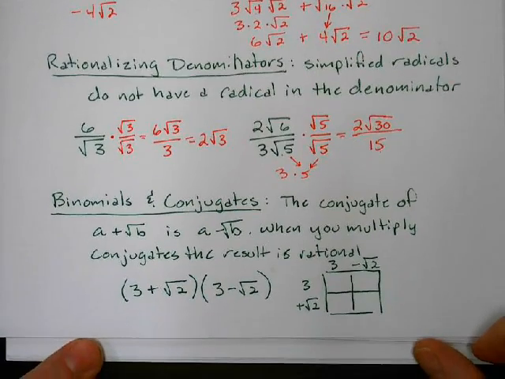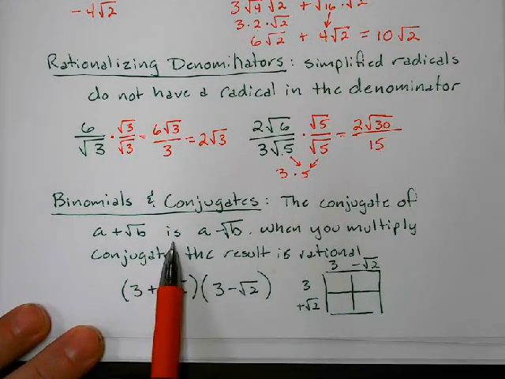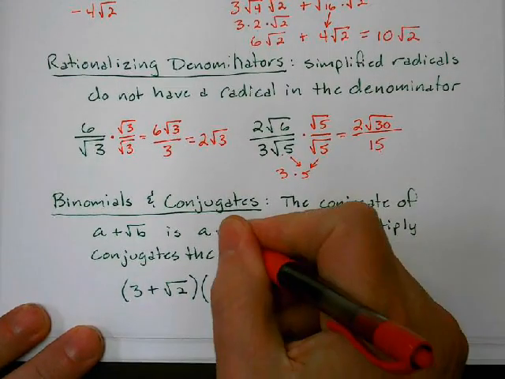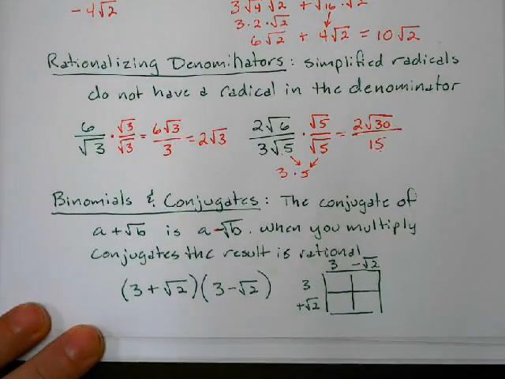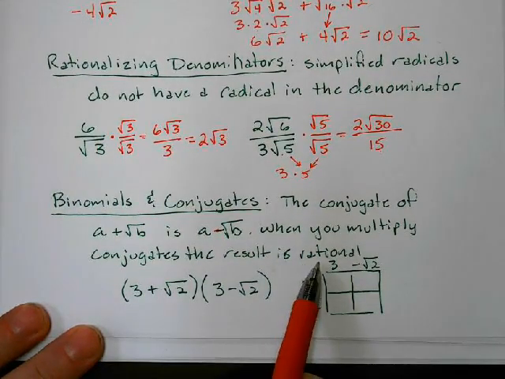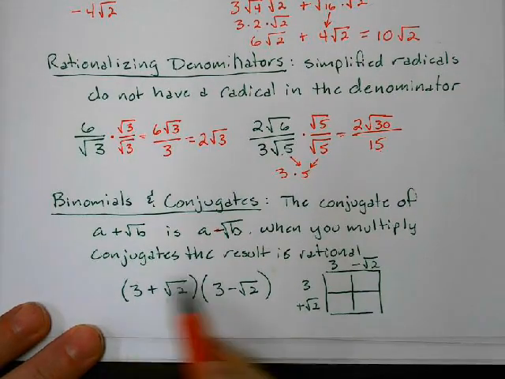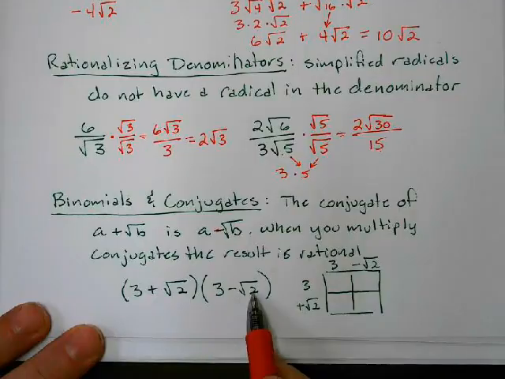Binomials and conjugates. So the conjugate of a plus root b is a minus root b. That was really written poorly. A minus root b. When you multiply conjugates, the result is going to be rational, meaning that the radical is going to go away. So here I've got 2 conjugates, 3 plus root 2 and 3 minus root 2. Now I'm going to use an area model just to show what happens here. So I'm basically distributing. The 3 has to be multiplied by these 2. The root 2 has to be multiplied by these 2.